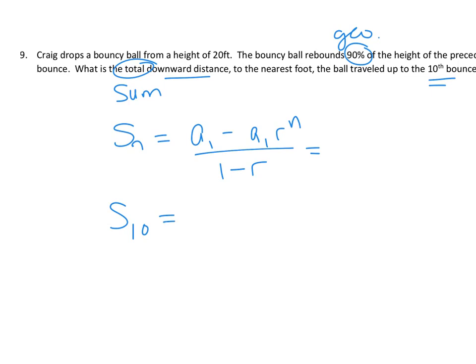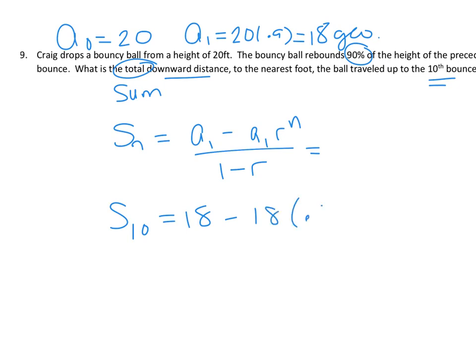Now the only thing here is that we know the height at no bounces because he's dropping it from 20 feet. A1 in this case is equal to 20 times 0.9 because it's going to keep 90% of the height from the previous bounce. So that means that 18 is really what's going to go in this formula because 20 times 0.9 is 18. So it'll be 18 minus 18 times 0.9 to the 10th all over 1 minus 0.9. When you plug that in, you end up getting 117 from your calculator. 117 is what you get.